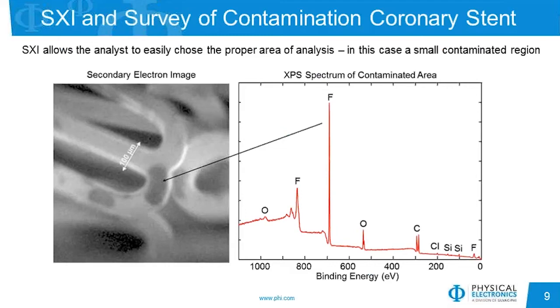contaminant on the surface. What we can do is, from this SXI, place an analysis point directly on the image where we want to perform the analysis, and we can choose an appropriate beam size of, say, 20 to 50 microns in diameter, which will only collect data from that particular spot. And so a survey scan of that spot shows that we have fluorine, carbon, oxygen, silicon, and a little bit of chlorine as well.